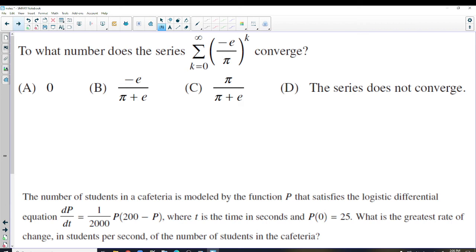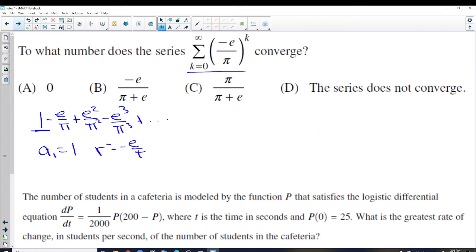Now this kind of looks like a mess. Now if you're not exactly sure what's going on, just write out a few terms. So everything to the 0 would be 1. Then when you plug 1 in, it'd be minus e over pi. Squaring both of those would be plus e squared over pi squared, and so on. You'd have e to the third over pi to the third. There we go, that's squared. Plus keep on going. So a sub 1 is 1, and we're multiplying by negative e over pi to get the next term.